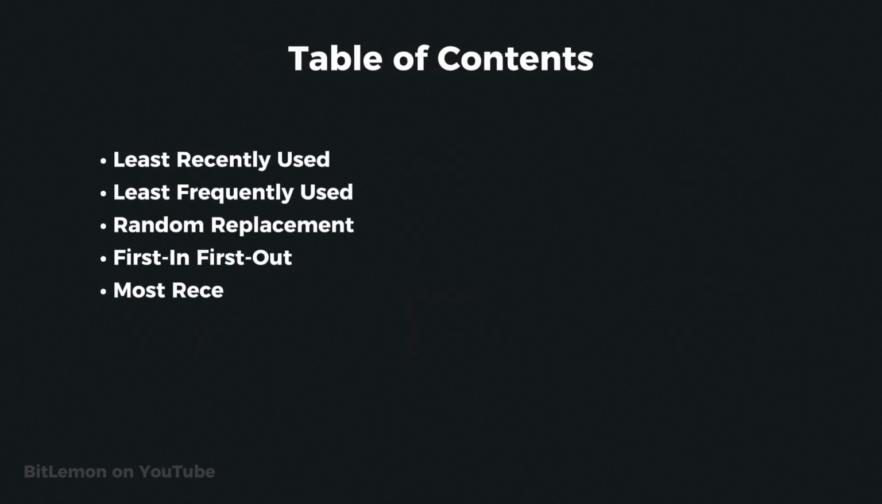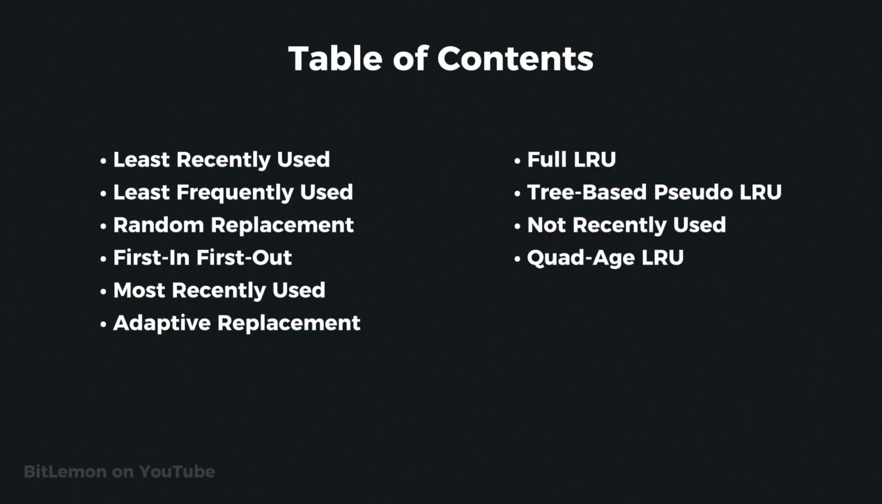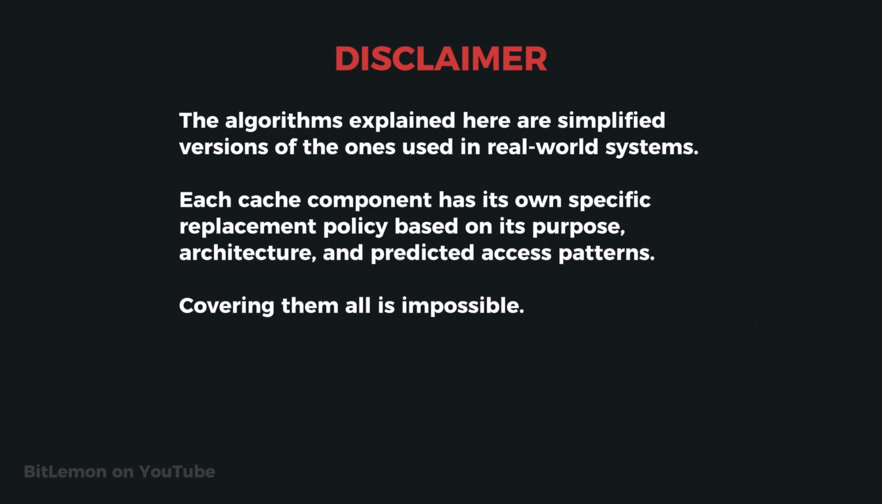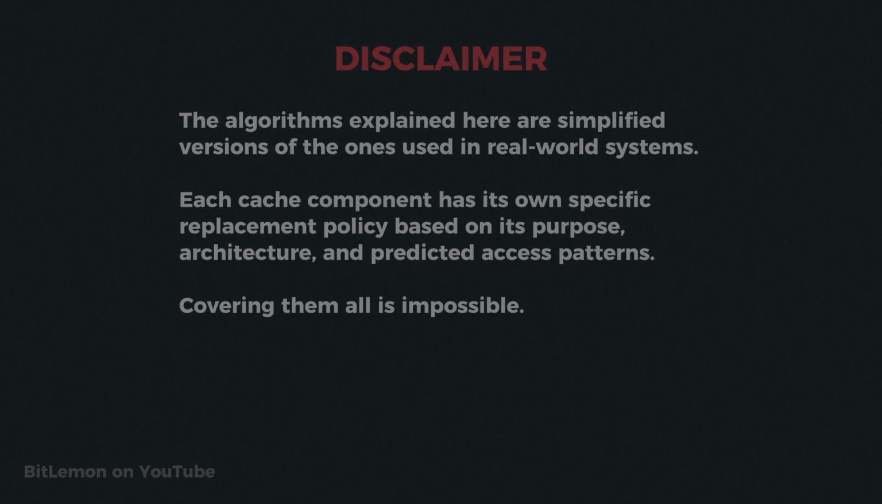In this video, I'll briefly go over common replacement algorithms, and at the end, I will focus on the least recently used policy and its variations, as it's one of the most common cache replacement policies in modern systems. Disclaimer: the algorithms I'm about to explain are simplified versions of the ones used in real-world systems. Each cache component has its own specific replacement policy based on its purpose, architecture, and predicted access patterns. Covering them all is impossible.